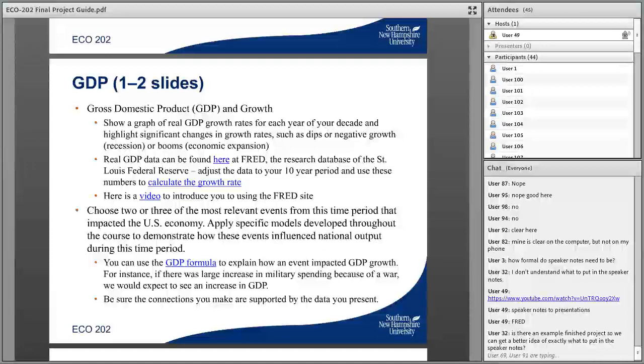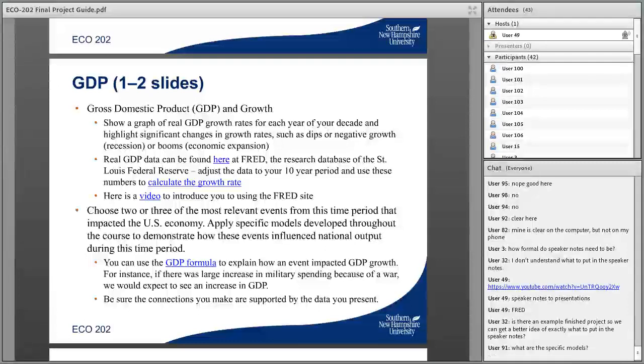There is an example. You should have a sample in the final project supplemental resources. There's a sample of a final project that a student completed that has the slides and the speaker notes.